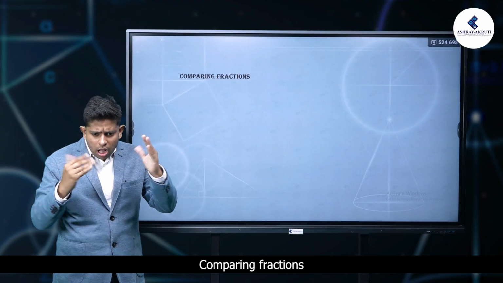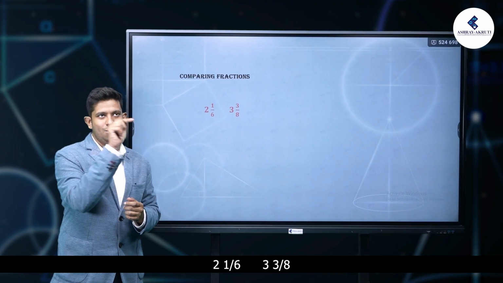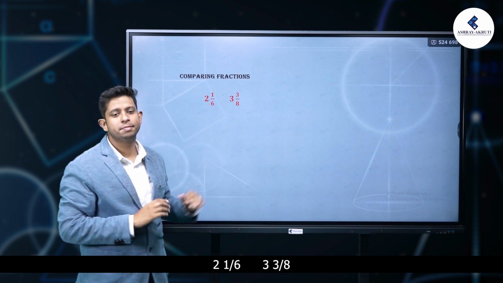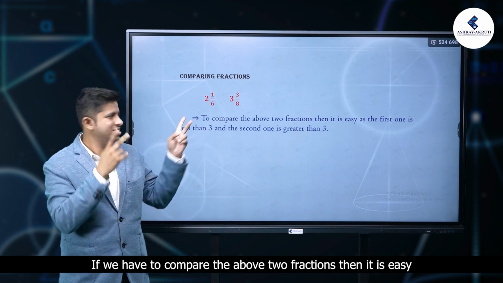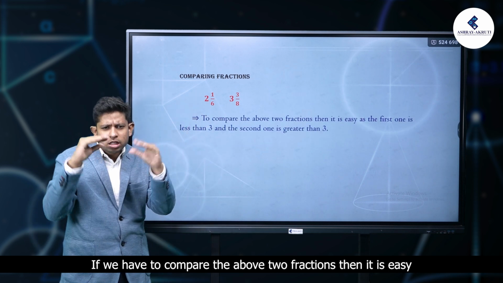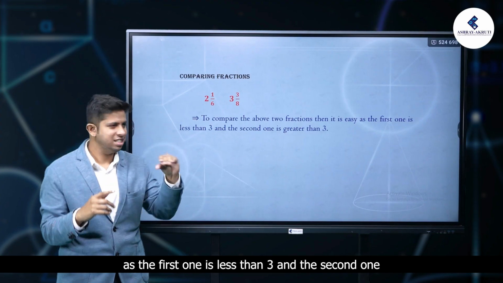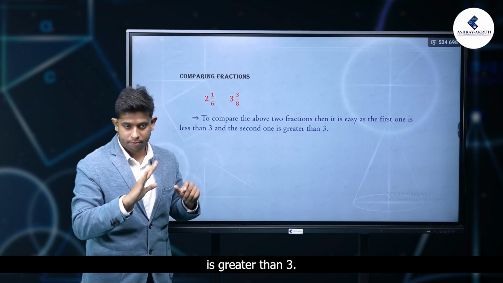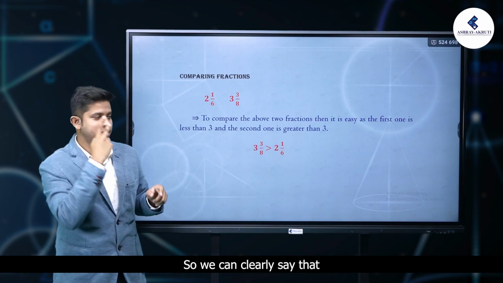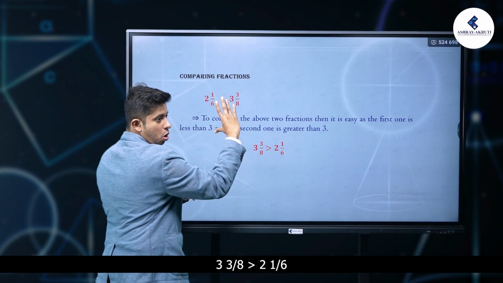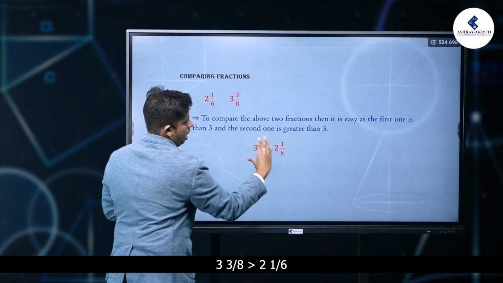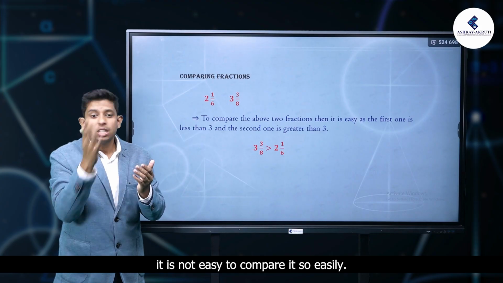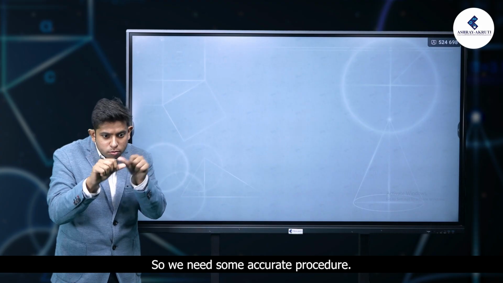Comparing fractions: 2 1 by 6, 3 3 by 8. If we have to compare the above two fractions, it is easy, as the first one is less than 3 and the second one is greater than 3. So we can clearly say that 3 3 by 8 is greater than 2 1 by 6. But sometimes it is not so easy to compare, so we need an accurate procedure.